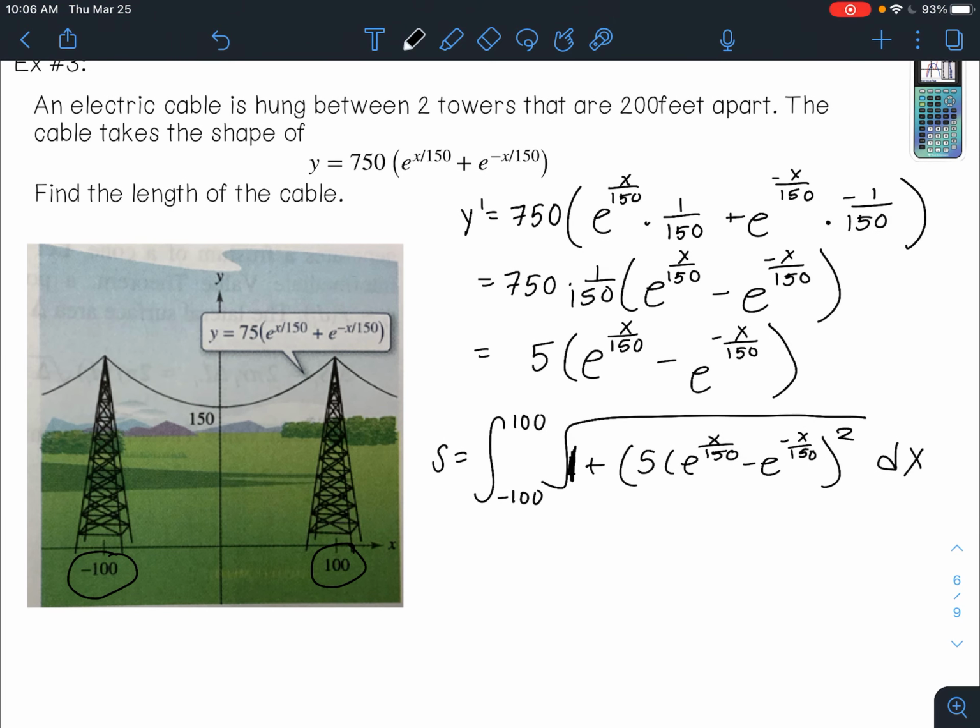So I'm going to go to Math 9, and then I'm going from negative 100 to 100, type in my square root symbol, 1 plus, opening parentheses, 5 times e to the x divided by 150 minus e to the negative x divided by 150, close my parentheses and square them under the square root, put an x in for my dx, hit enter, and then luckily it didn't take too long. So that means that there's approximately 385.510, my unit here would be feet, of wire between those two towers.